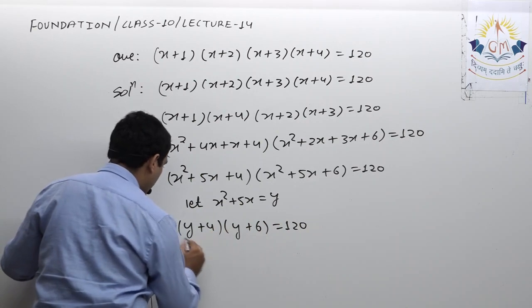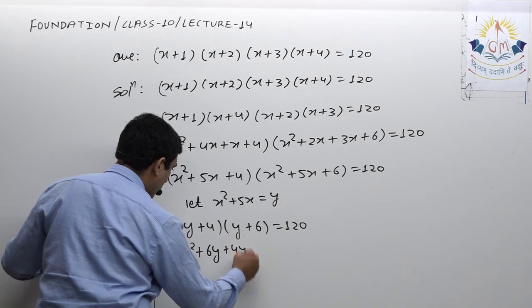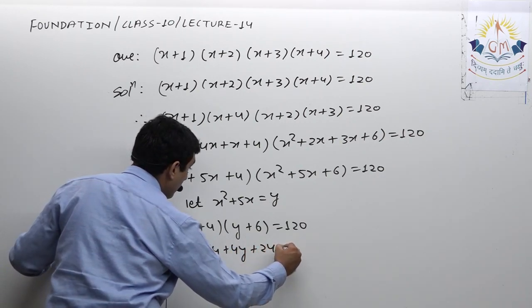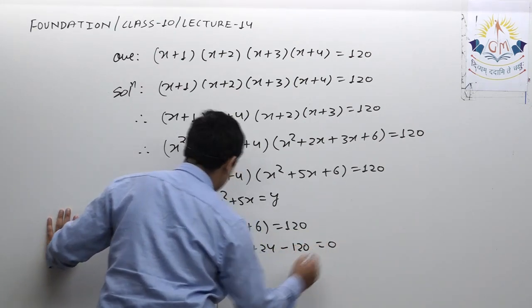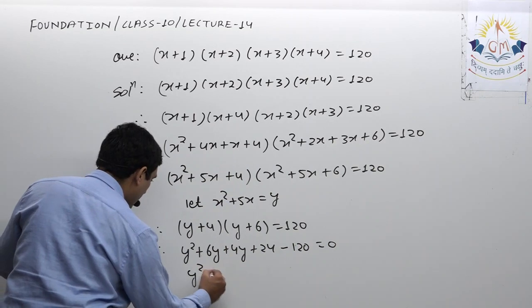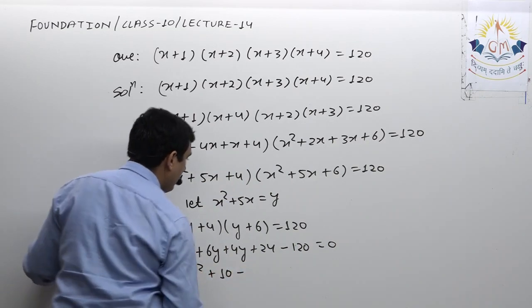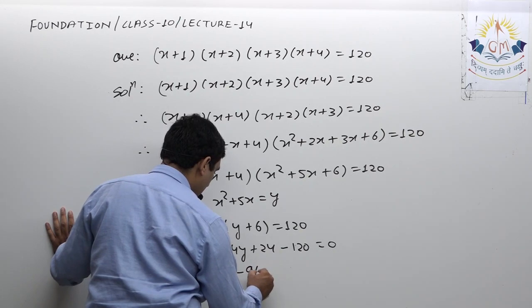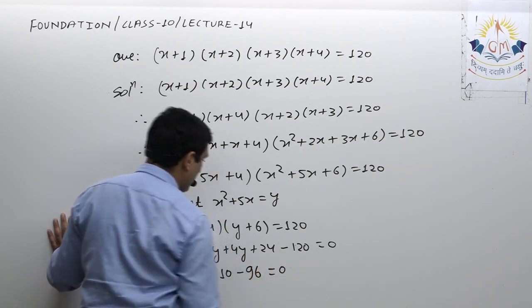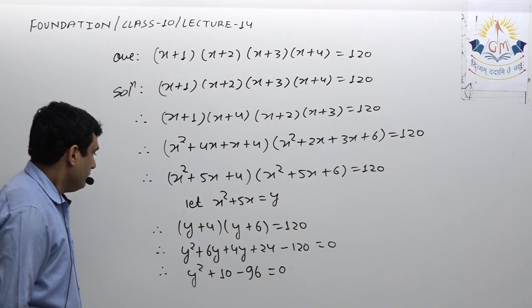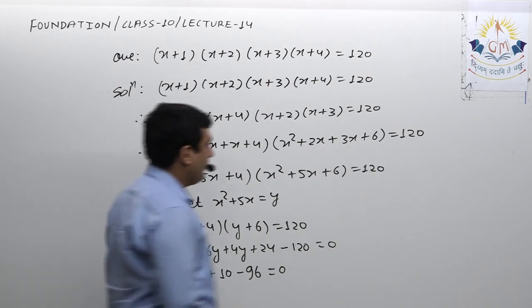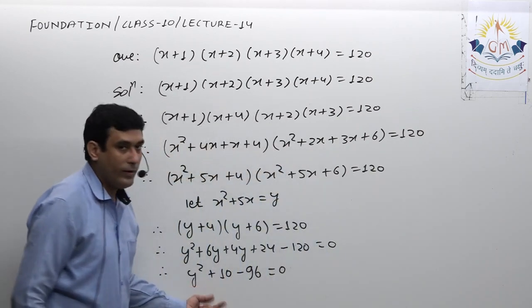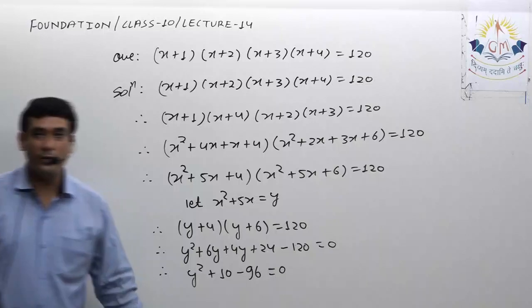Therefore I will get (y plus 4)(y plus 6) is equal to 120. So multiplying further, this gives you y square plus 6y plus 4y plus 24 minus 120 is equal to 0, isn't it? Now y square plus 10y minus 96 is equal to 0. Now here we can solve this. This is a quadratic equation in y. Now try to solve this and then I will give you the further solution.